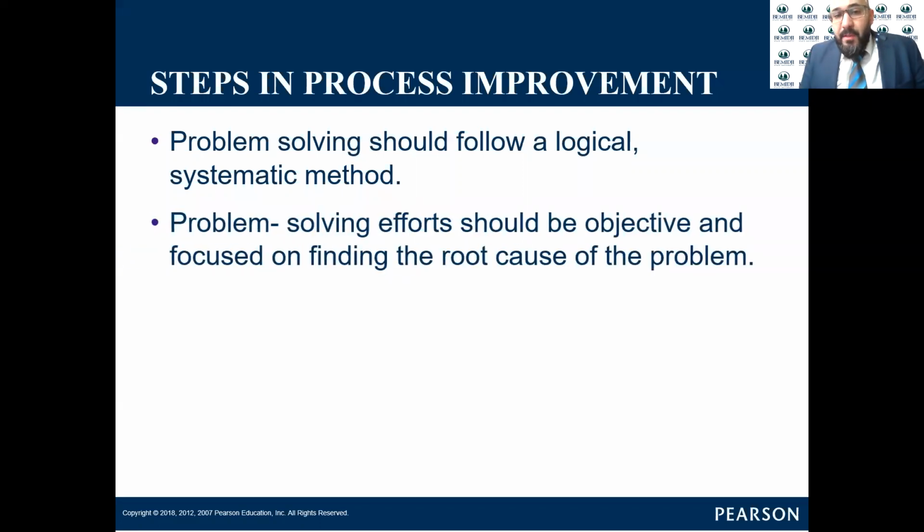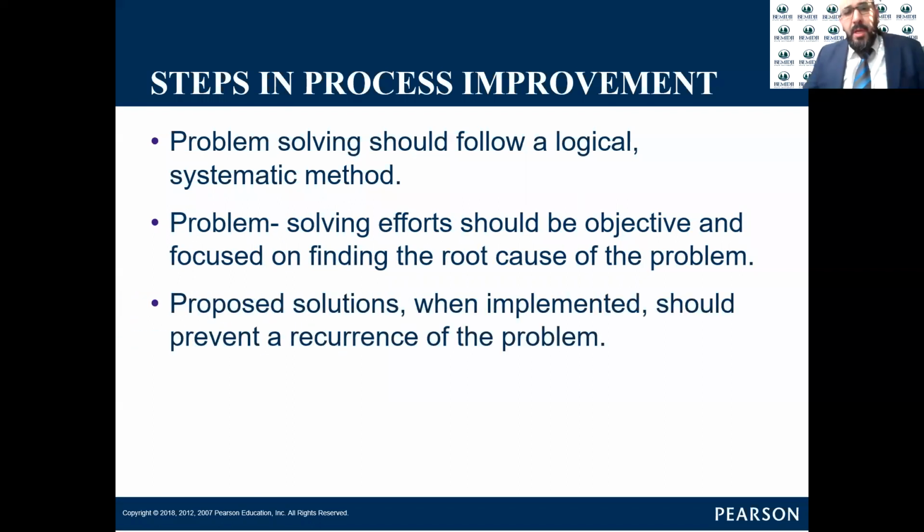Problem-solving efforts should be objective and focused on finding the root cause of the problem. So what's your goal when you do problem solving? This goal should be eliminating the problem. We need to look into the root cause of this problem in order to eliminate it from the existing situation. A proposed solution, when implemented, should prevent a recurrence of the problem. So if you implement it the right way, if you have the right solution, this should result in removing the problem, and it will not happen again.